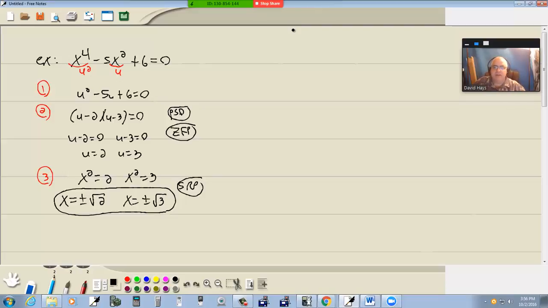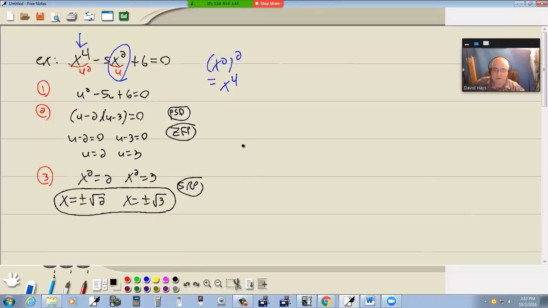When can you use this method? If you can take your middle part, whatever's right here, excluding the number in front, raise to the second power and it gives you the first part. For example, x squared raised to the second power. When you raise one exponent to another exponent, you multiply them together. That gives us x to the fourth, which is our first part. That's when you can do it.